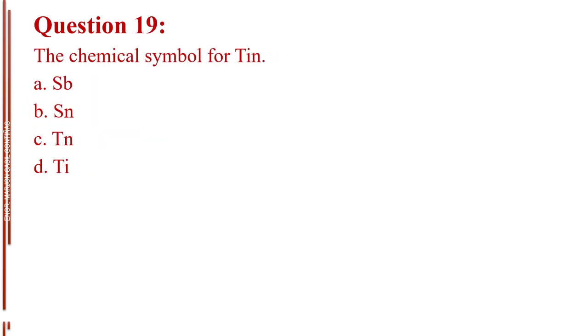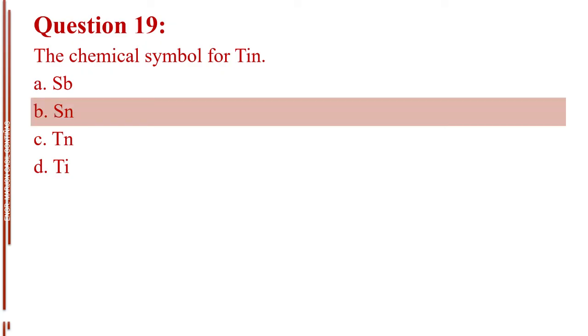Question number 19. The chemical symbol for tin. Letter A, Sb. Letter B, Sn. Letter C, Tn. Letter D, Ti. The answer is letter B, Sn.